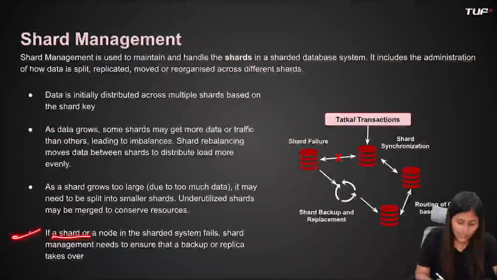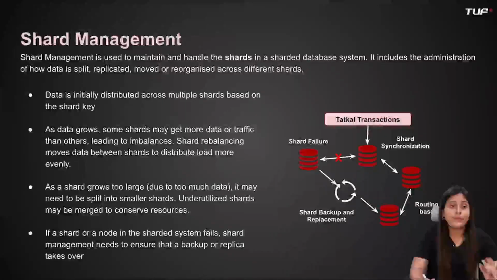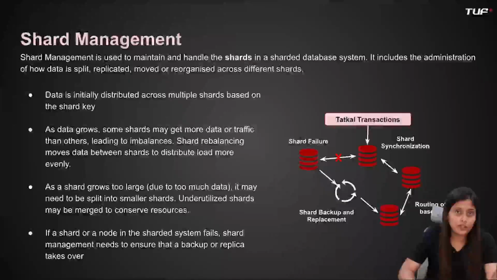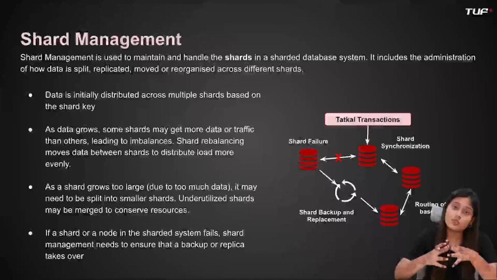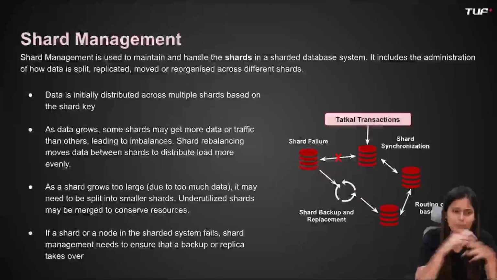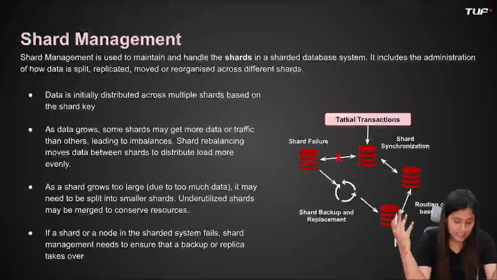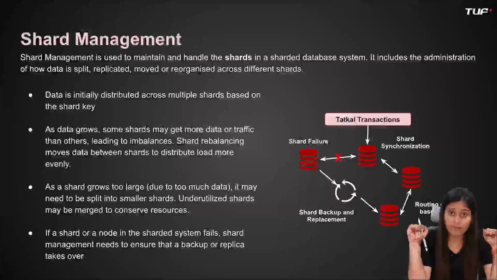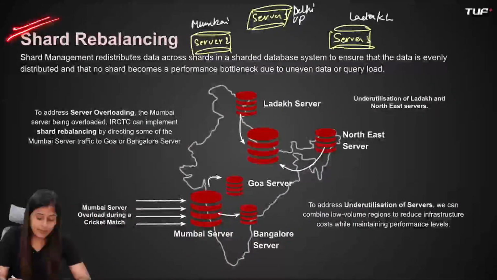If a shard or a node in the sharded system fails, shard management needs to ensure that the backup or replica takes over. So if the shard server goes down, and a user or customer wants to fetch the data, they won't get the data. That is why replication is also very important, meaning keeping a duplicate of the data, such that if a server goes down, another server will give the data. It is all maintained and managed by the shard management team, right? So now next is shard rebalancing.